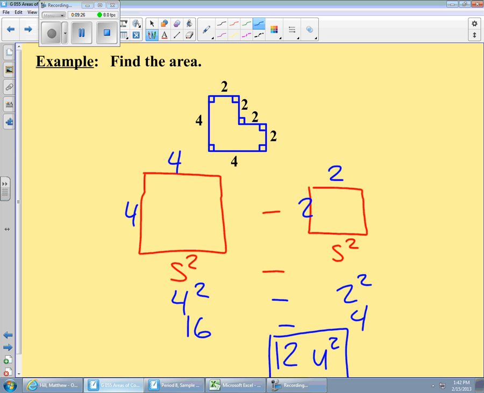And no matter whether you see this as a square minus a square, or a little square sitting on top of a rectangle, or a little square sitting next to a rectangle, or 3 little squares that are sitting side by side, we will all end up with the same measurement of 12 square units.